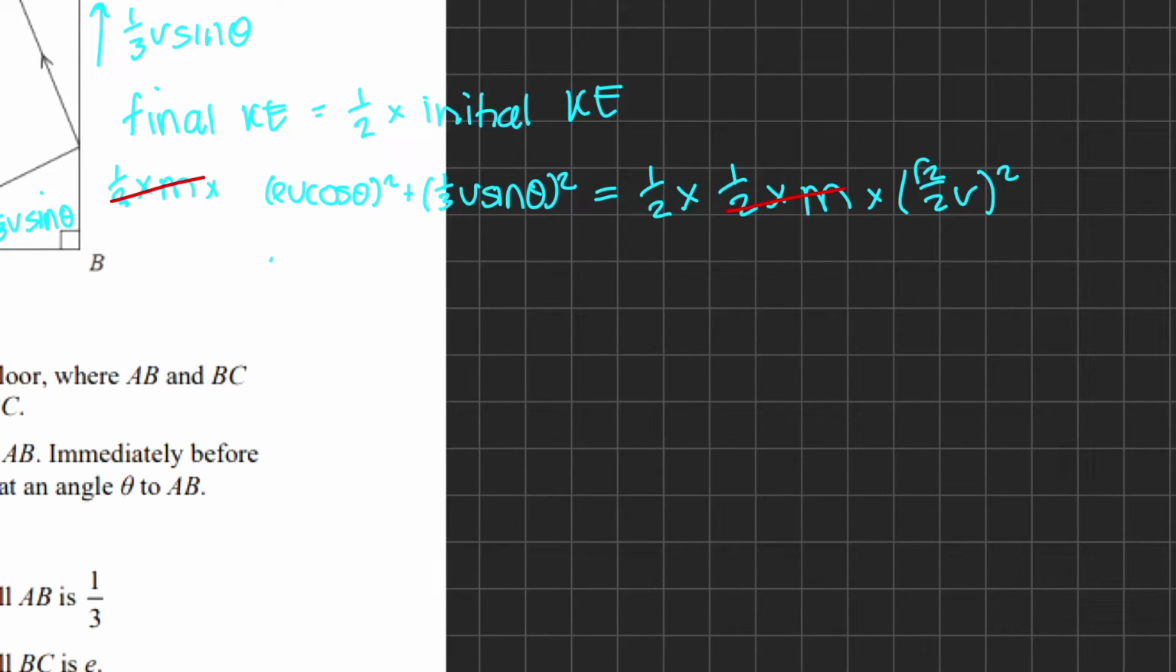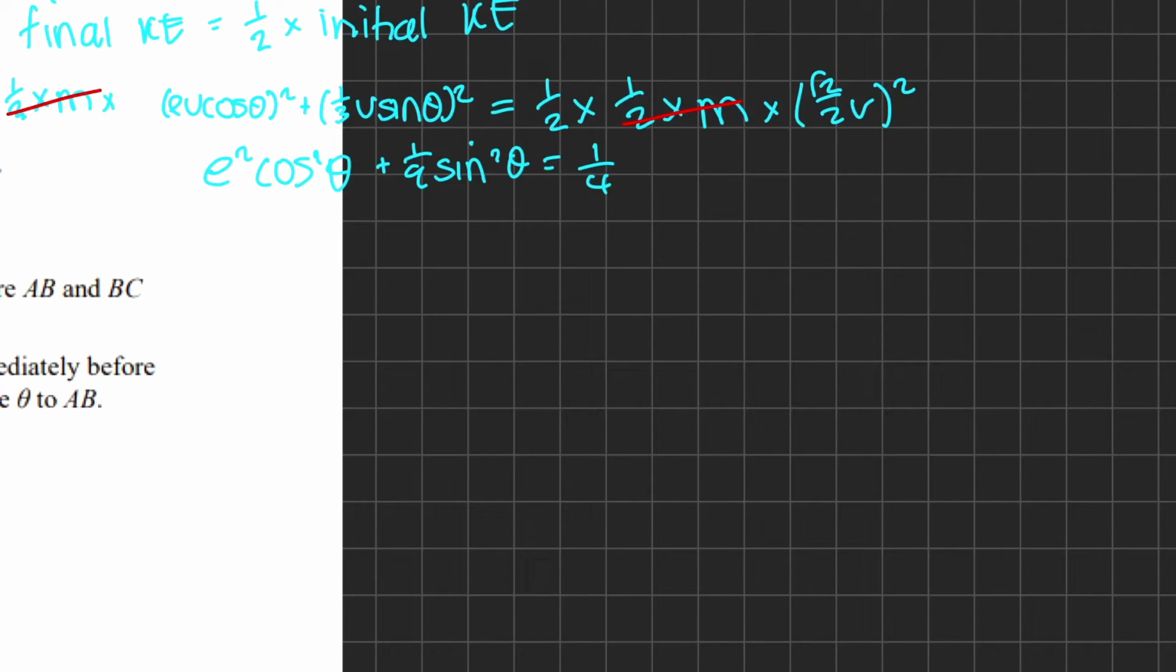So let's see what we get. We get e squared v squared cos squared theta plus a ninth v squared sine squared theta equals a half times a half v squared, so a quarter v squared. Now what we can do is cancel out the v squares, like so. And what we'll be left with is this.